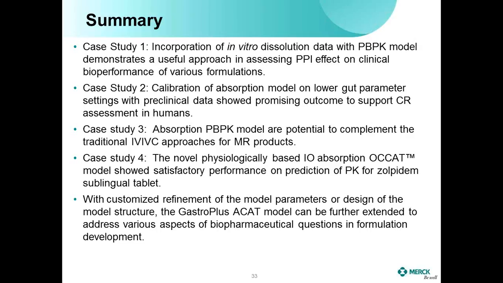Overall, for this presentation, we're trying to say GastroPlus is a very useful software and also offers very good flexibility. Users can customize and refine the models, particularly as we see in case study 1 and 3. And then we can use this GastroPlus model and further extend it to address various aspects of pharmaceutical and biopharmaceutical questions in formulation development.